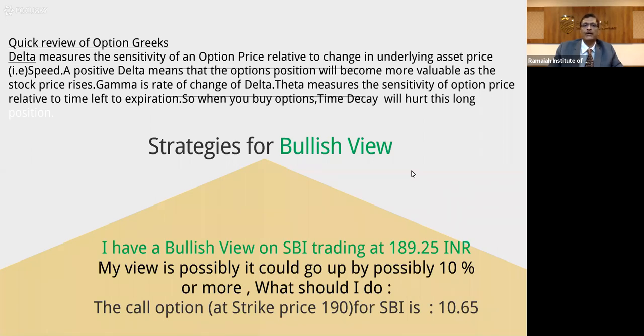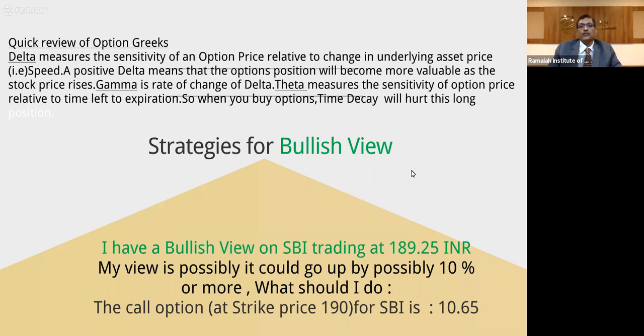And that's the reason why we are saying that a positive delta means that the position will become more valuable. Gamma obviously is the rate of change of delta. The other important Greek, apart from delta, gamma is definitely important, but it's more important on the expiry days of option trading. But theta measures the sensitivity of option price relative to time left to expiration.